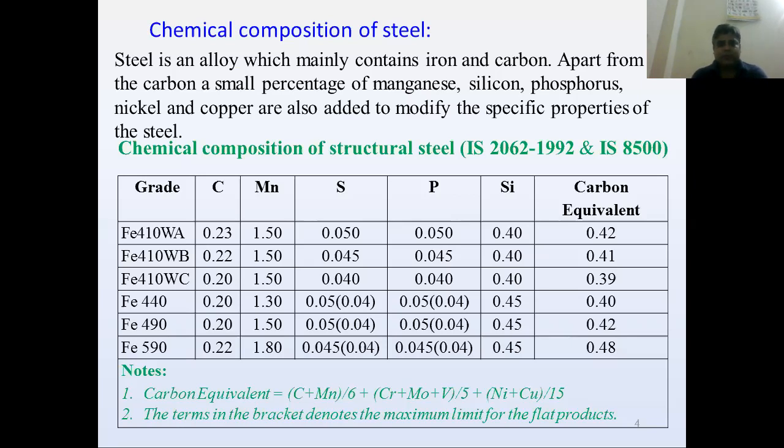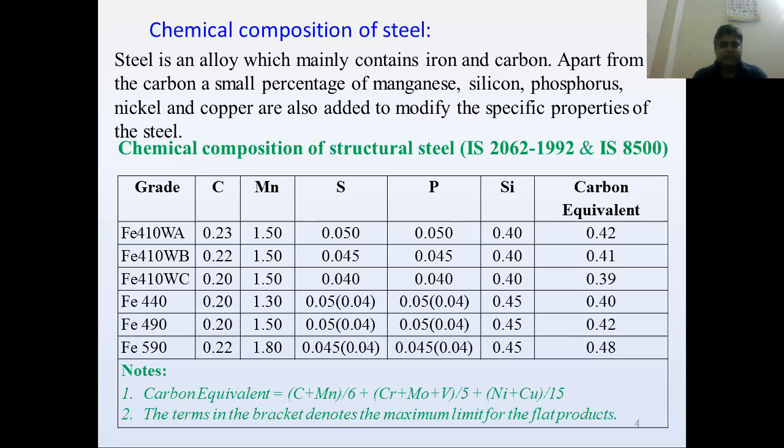Now, chemical composition of structural steel, IS 2062 1992 and IS 800 2007. First of all, the first column is grade. Here A, B, C denote the grade. Fe 410 WA: carbon content is 0.23, manganese is 1.50, sulfur 0.050, phosphorus 0.050, silicon 0.40, carbon equivalent 0.42.